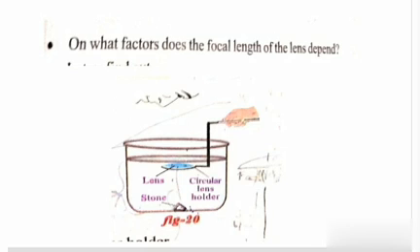Now take a cylindrical vessel such as a glass tumbler. Its height must be much greater than the focal length of the lens. So we take one cylindrical glass tumbler whose height is greater than the focal length of the lens.